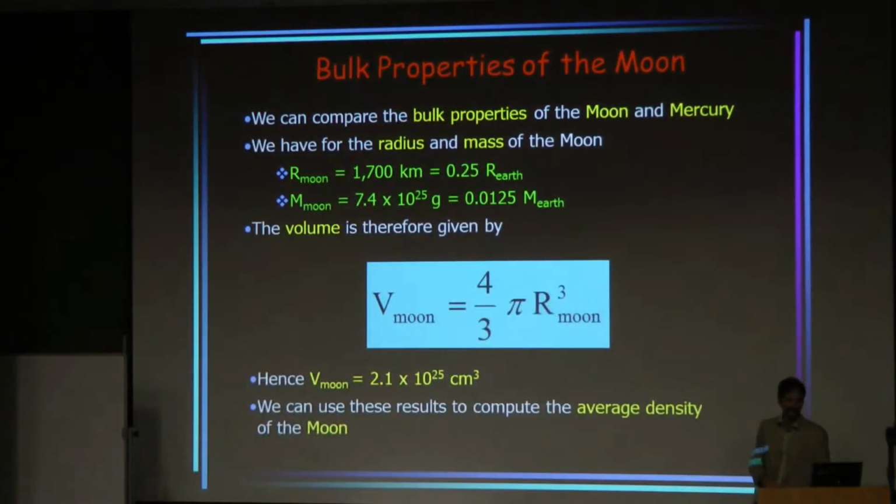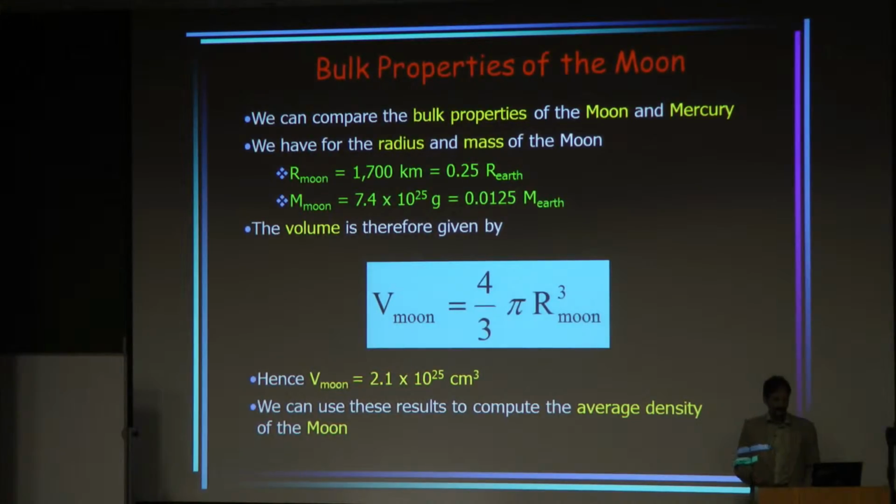So we get that mass, around 7 times 10 to the 25 grams. And of course, the radius of the moon is easy to calculate because we know its distance. We can just measure its angular size and get its radius very easily. It's basically a spherical body, so we use the spherical formula for the volume and get a volume of about 2.1 times 10 to the 25 cubic centimeters.